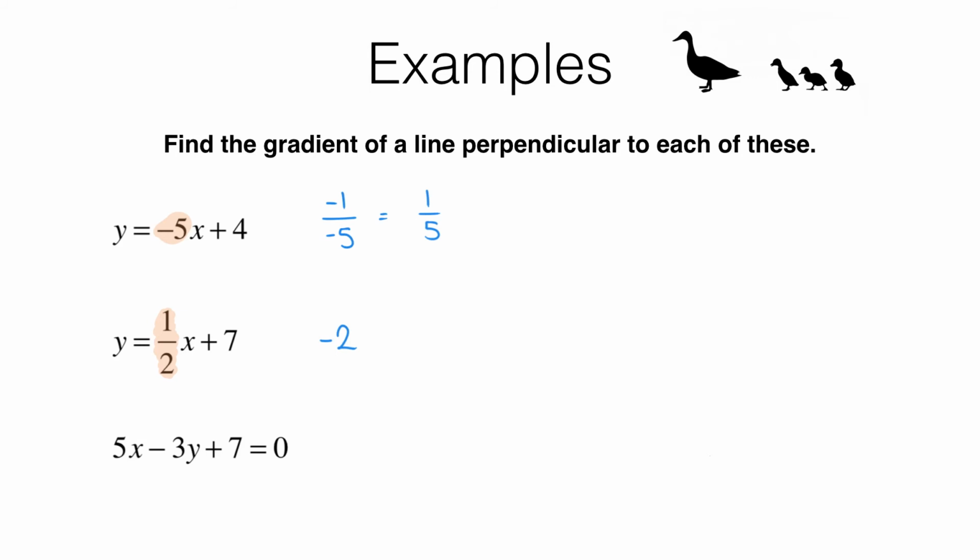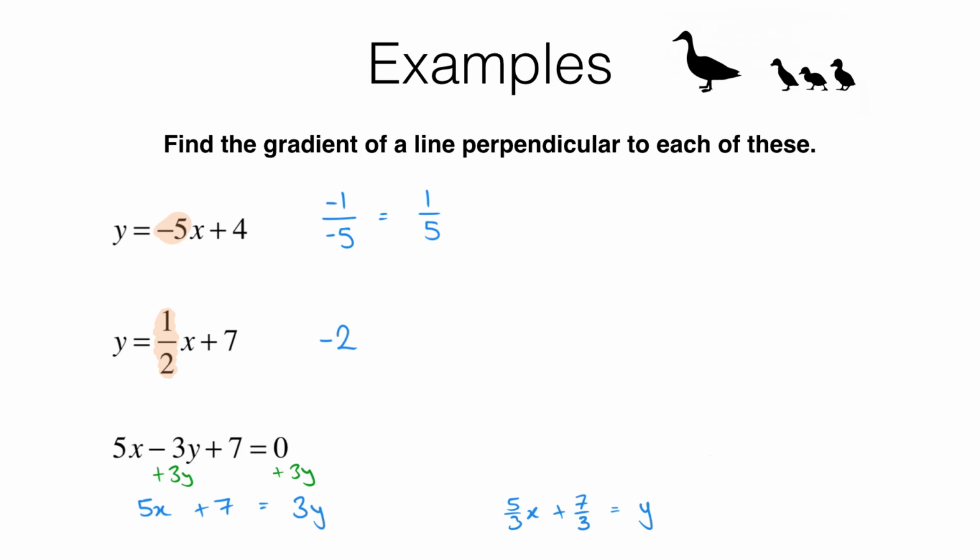Finally, we've got this line with the equation 5x minus 3y plus 7 equals 0. What I'm going to do is rearrange this into gradient intercept form. I'm going to add 3y to the left and the right hand sides, and that's going to give me 3y on the right, and that equals 5x plus 7. And then what I'm going to do is divide both sides by 3. So I'm going to have y on the right hand side, and on the left hand side I'm going to have 5/3 x plus 7/3.